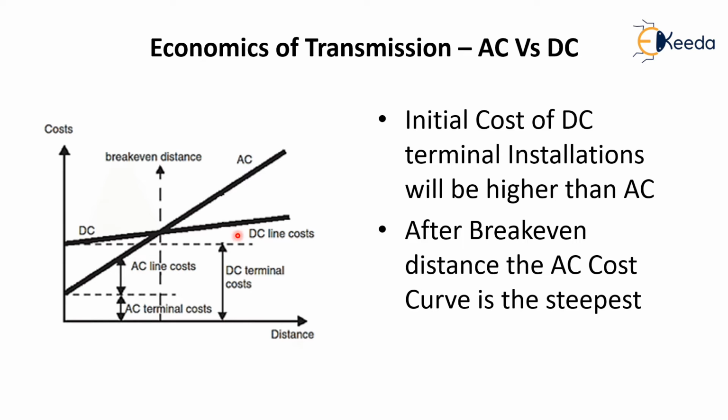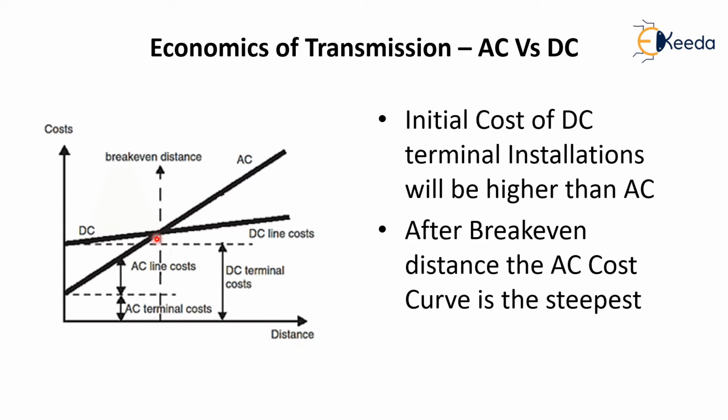So why is it high? AC terminal costs involve only the construction of the transformer and the transmission lines, but DC terminal cost involves the DC rectifier station, inverter station, everything. So we can say that the initial cost of DC terminal installations will be higher than AC, up to the break-even distance. So what is the break-even distance? The break-even distance is the distance at which the costs of AC and DC are the same.